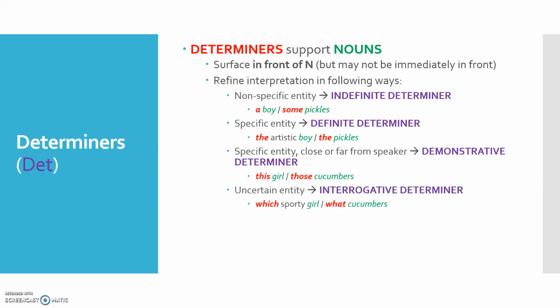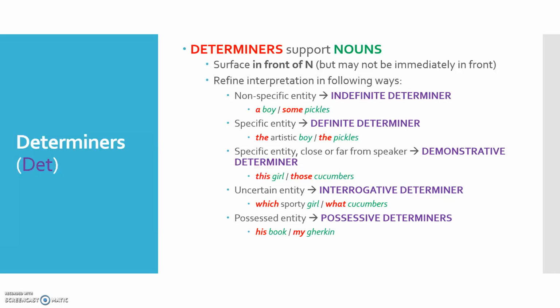Then sometimes we have an entity and we don't know something about that entity, and so we're seeking information. In that case, we use an interrogative determiner. Interrogative means questioning, asking a question. So there's something about the entity, the noun entity, we don't know. We're seeking information. Which sporty girl? What cucumbers? So we don't know. We need some specification on who or what we're talking about. We call those guys interrogative determiners.